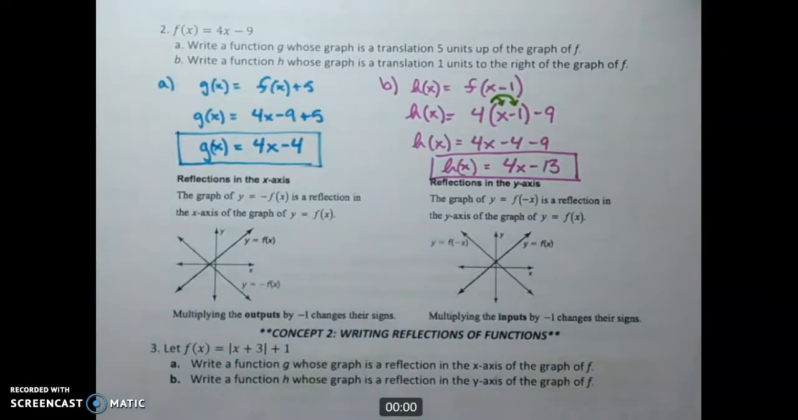Alright, there's number 2. A, you should have g of x equals 4x minus 4. B, h of x, you should have 4x minus 13.